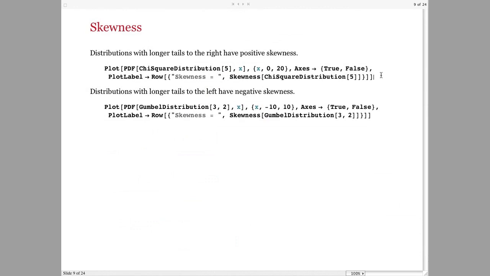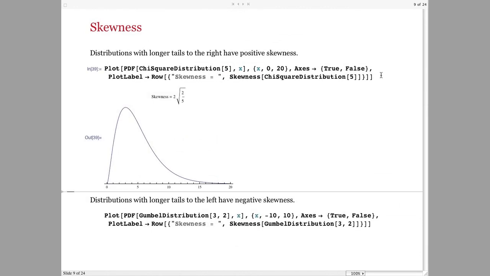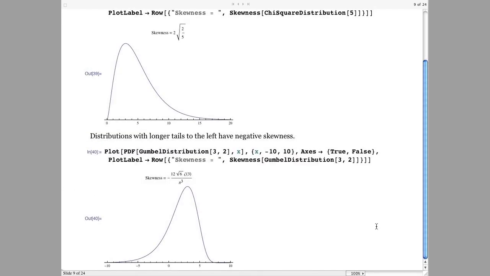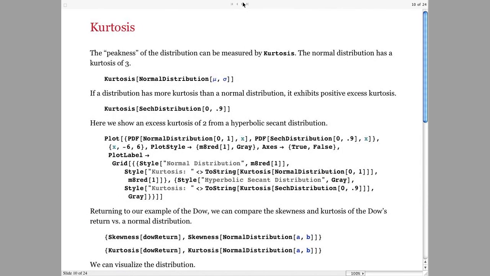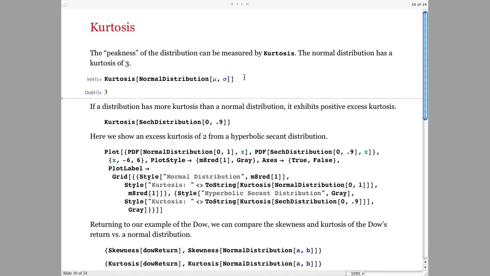Distributions with longer tails to the right have positive skewness. Distributions with longer tails to the left have negative skewness. The peakedness of a distribution can be measured by kurtosis. The normal distribution has a kurtosis of 3.